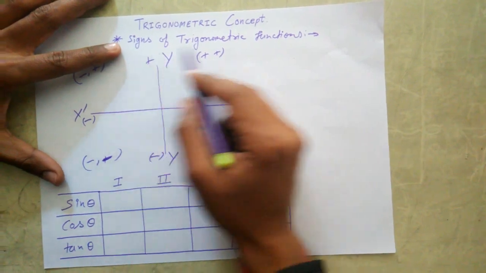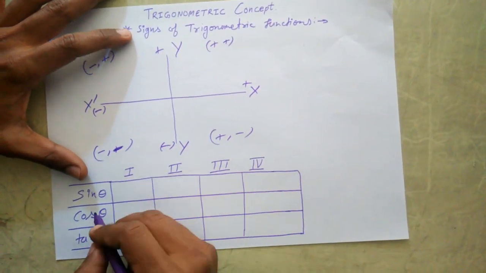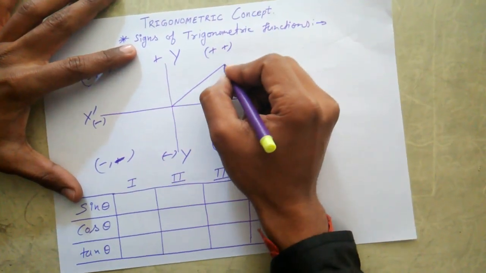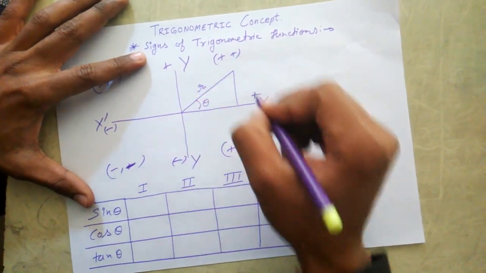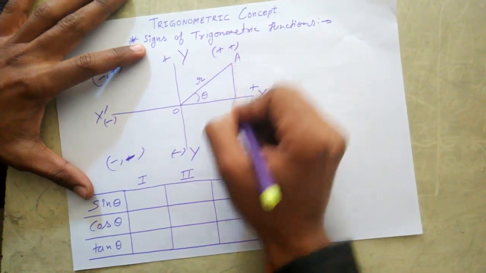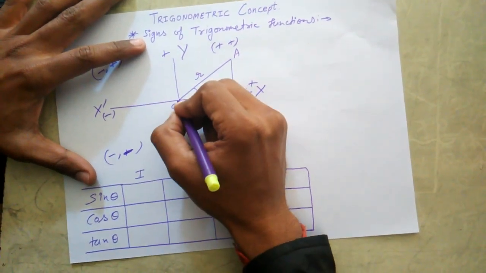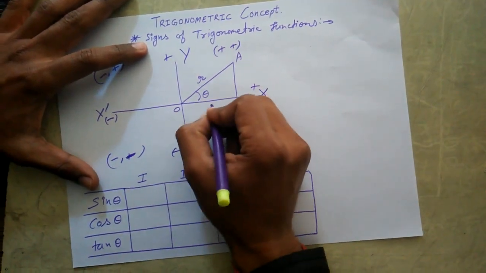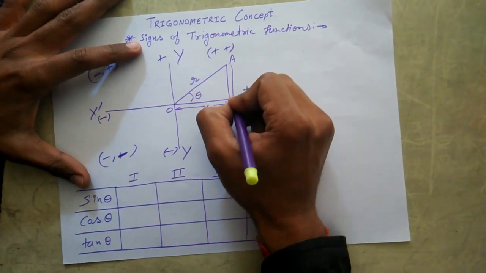Now, sine of trigonometric function. How can you solve these trigonometric functions? Let me draw first. This triangle, naming this O A B. From O to A, the distance is R, and O to B distance is X, and B to A distance is Y.